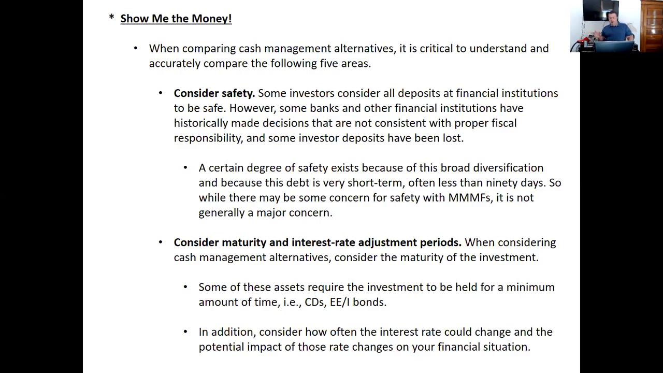And in addition, consider how the interest rate could change and the potential impact of those rate changes on your financial situation.